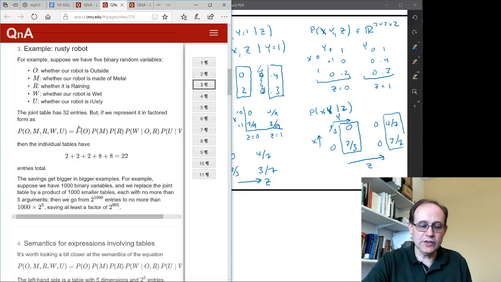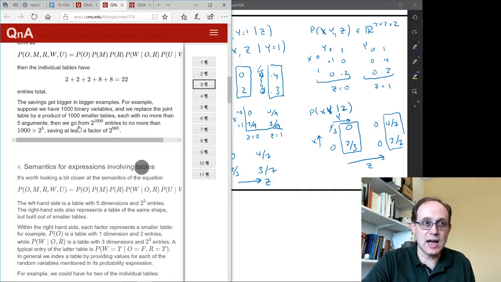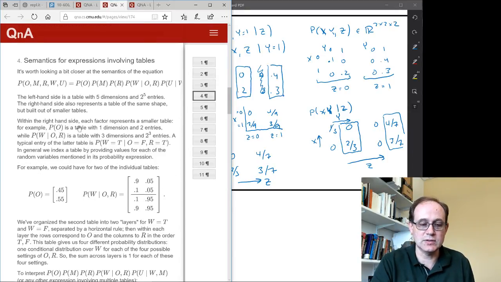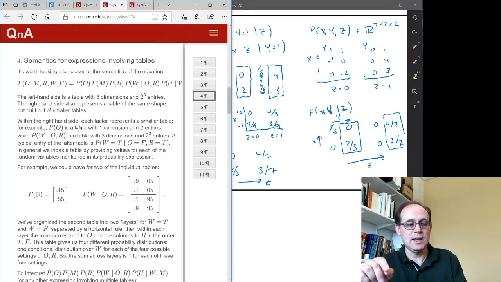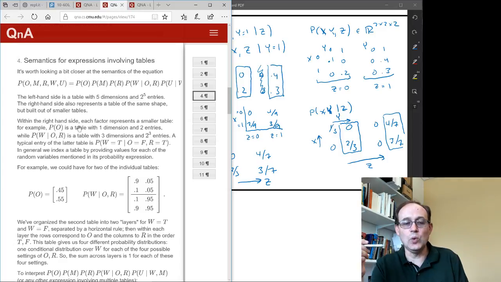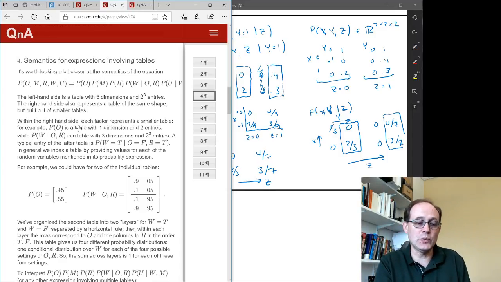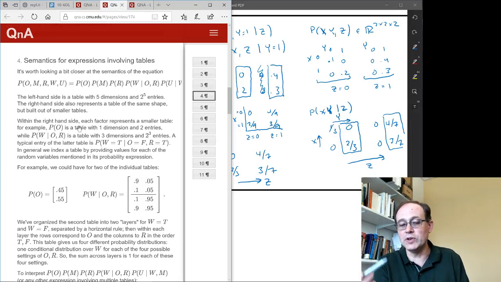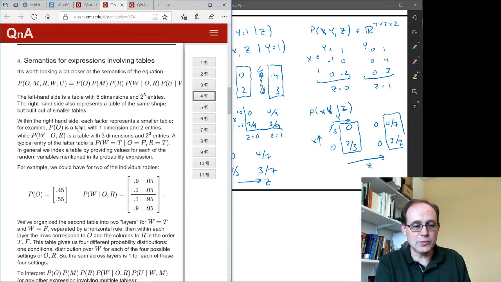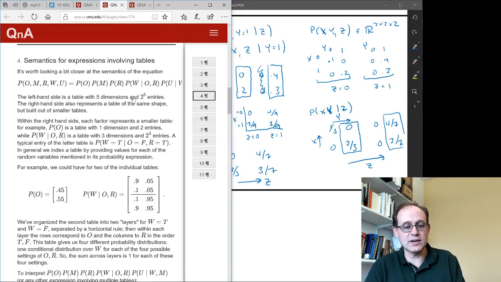All right, so let's take a look now at the semantics of this expression, right? So I've written down an equality involving tables. And so the question is, what does that actually mean? Oh, and I've also written down an expression with multiplication involving tables. And so what does that actually mean? So the left-hand side is pretty clear, right? It's a table with 5 dimensions and 2 to the 5 entries right there.